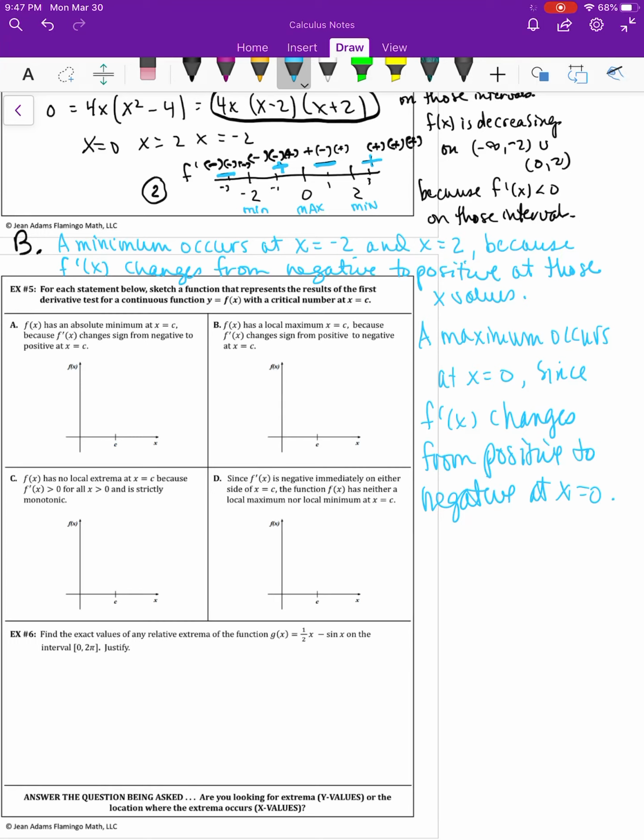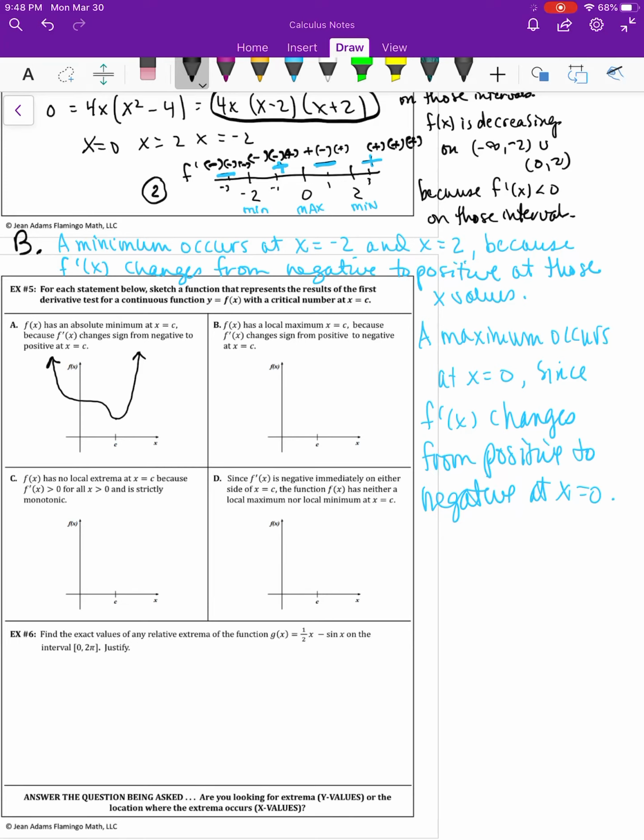For each statement below, sketch a function that represents the results of the first derivative test for a continuous function, y equals f of x, with a critical number at x equals c. F of x has an absolute minimum at x equals c because f prime of x changes sign from negative to positive at x equals c. Okay, so they just want us to draw a picture of something that would look like that.